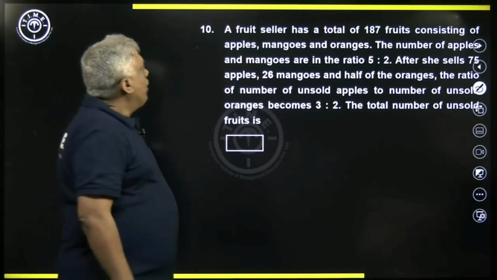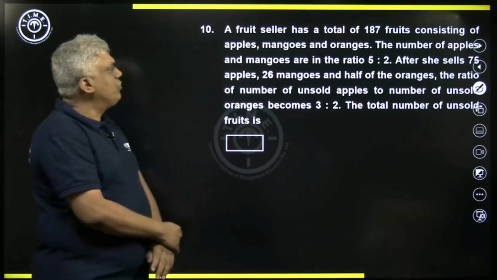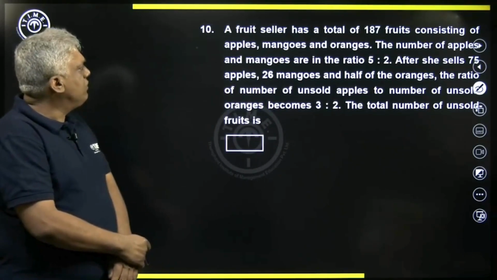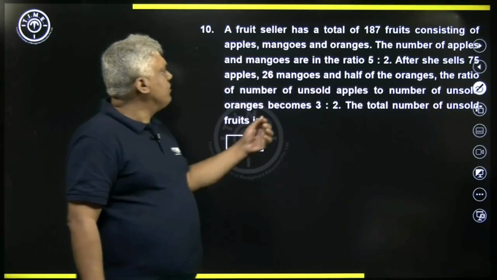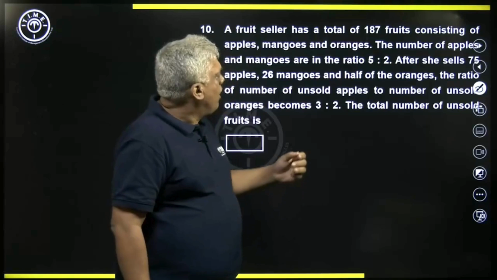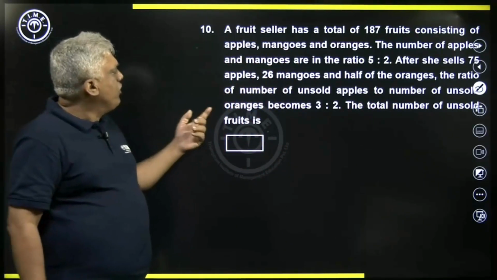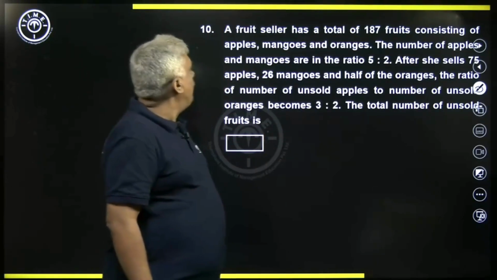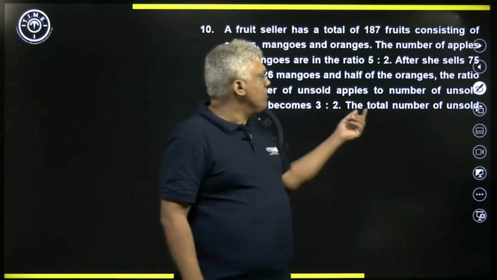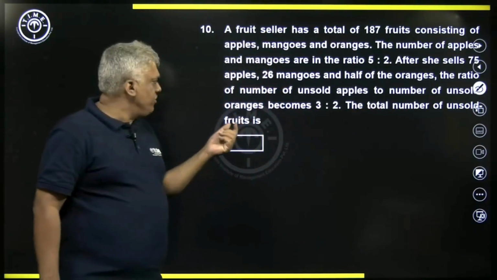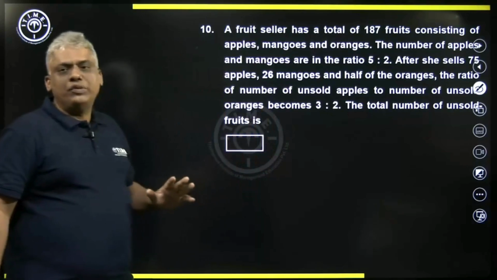A fruit seller has a total of 187 fruits consisting of apples, mangoes and oranges. The number of apples and mangoes are in the ratio of 5:2. After she sells 75 apples, 25 mangoes and half of the oranges, the ratio of the number of unsold apples to the unsold oranges becomes 3:2. The total number of unsold fruits is?